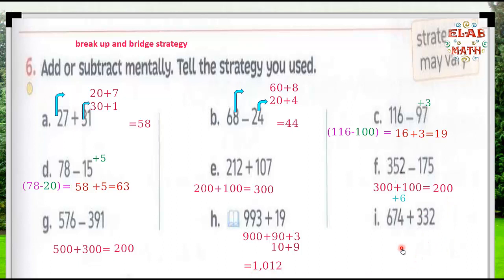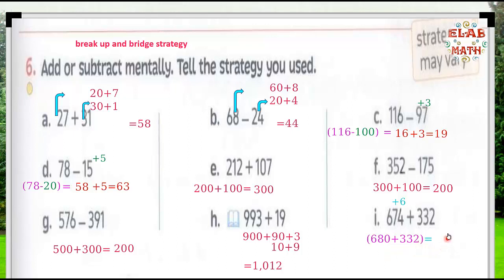Next one, we can use a compensation strategy. We have here 674, you can add 6 to be 680. After that, make addition. And the next step, subtract the same amount or the same number from the sum. 680 instead of 674 because we added 6. 680 plus 332. 0 plus 2, 2.